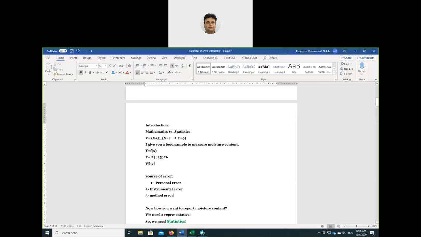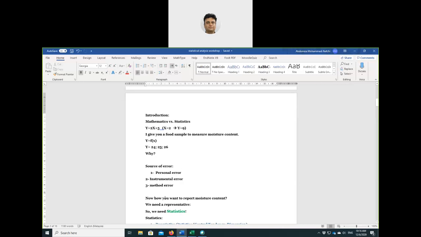So for this reason, if I give exactly the same sample to all of the students, they will give different amounts of moisture content. Why? Because of these sources of errors.